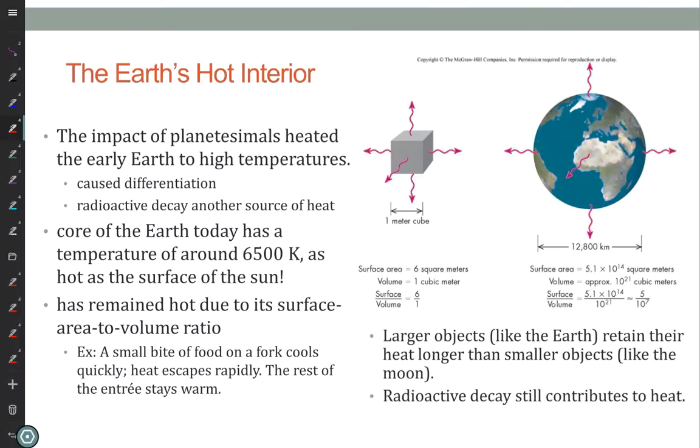So the center of the Earth, we believe to be somewhere around 6,500 kelvins. How does that compare to the temperature of the photosphere of the sun? The sun is about 5,800 kelvins. So the core of the Earth is hotter than the surface of the sun, which when you put it that way, is pretty impressive. Now the core of the sun is somewhere in the ballpark of 15 million kelvins. So it's nowhere in comparison to the core of the sun.